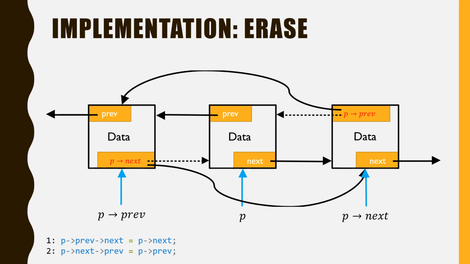For erase, we need to change 2 pointers, which are marked red in the pointer fields. First, we need to set the next pointer of P arrow prev to P arrow next, in which case we skip the data element pointed by P. This can be achieved by line 1 of the code. Symmetrically, in line 2, we need to set the prev pointer of P arrow next to P arrow prev, where we also skip the data element pointed by P.